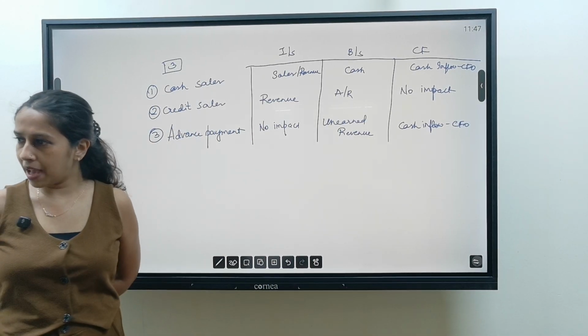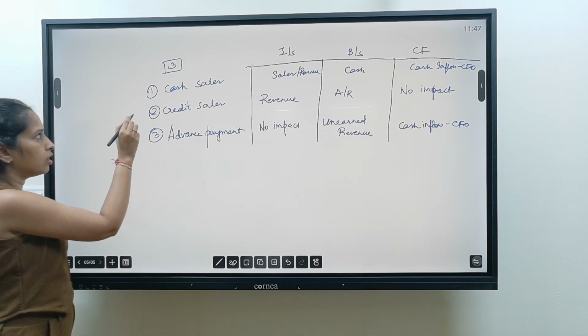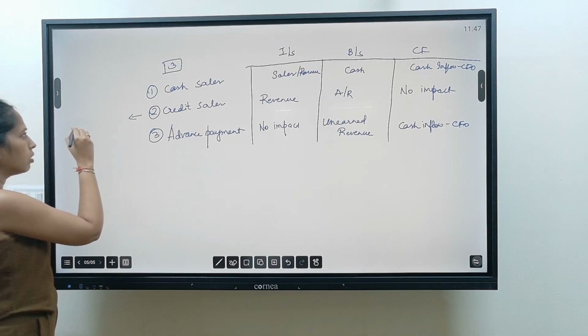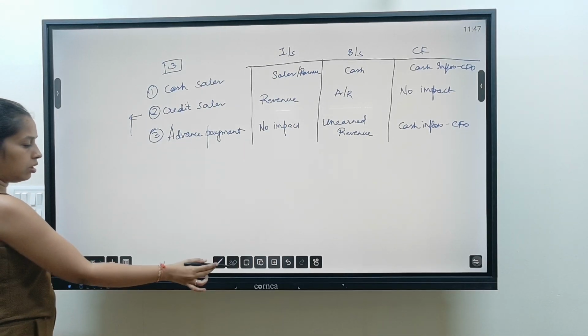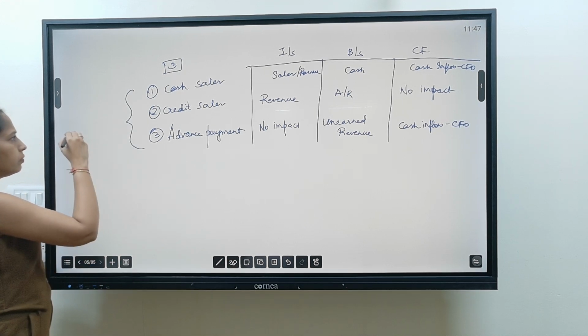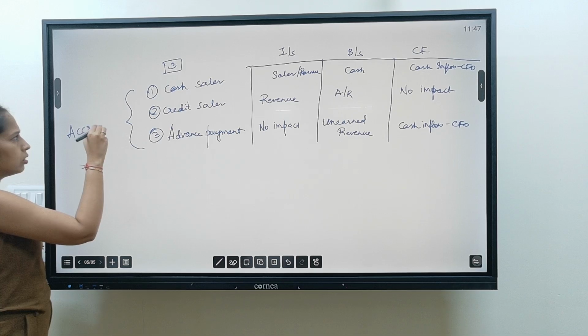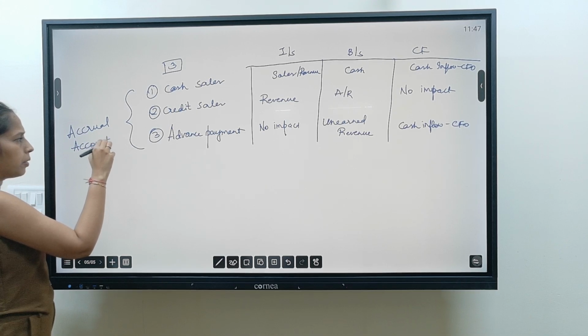So do we understand all of these different ways of sales happening? And this credit sales is called, so all of it actually is done based on accrual accounting.